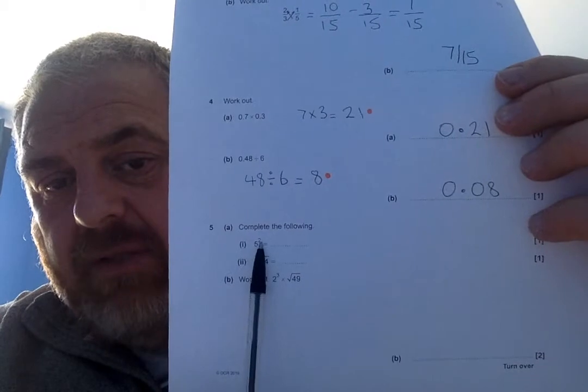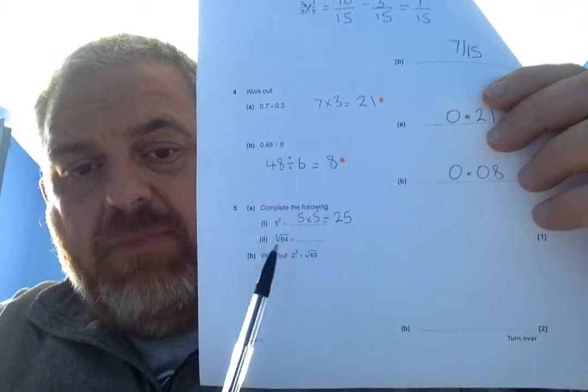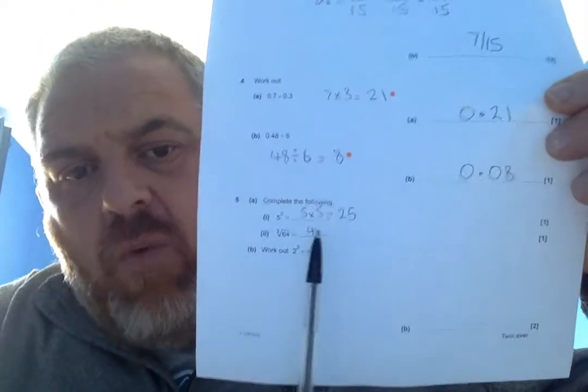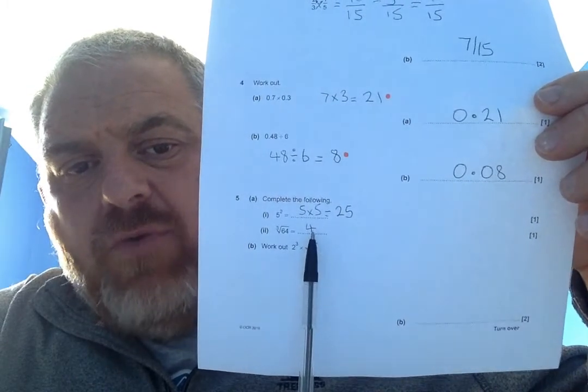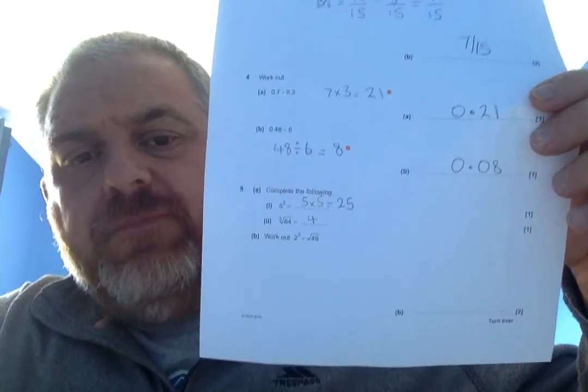Okay, the last bit, complete the following. 5 squared. Well, this little squared value means itself times itself. So that means 5 times 5, which is 25. This is a bit of an awkward one, the cube root of 64. That's something you really need to know. So think of your square and cube numbers as 4, because 4 times 4 is 16, times 4 again equals your 64.